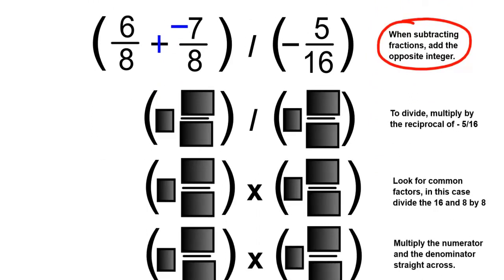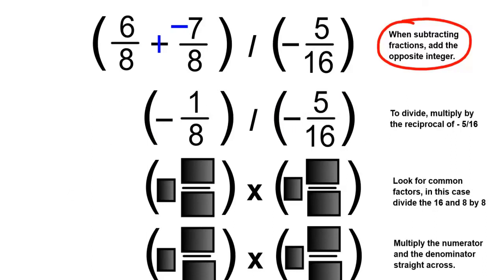Then, when we add integers together with different signs, take the large number and subtract the smaller number from that. So 7 minus 6 is going to be 1, and that's going to be over 8. Since the larger number is negative, the answer will also be negative. So the answer will be negative 1 over 8.